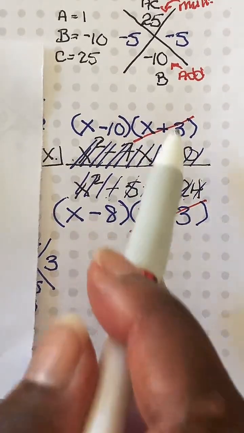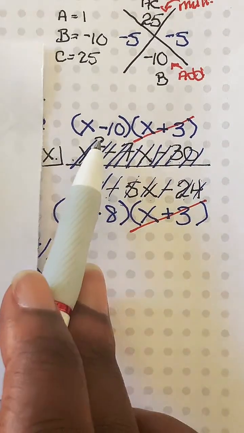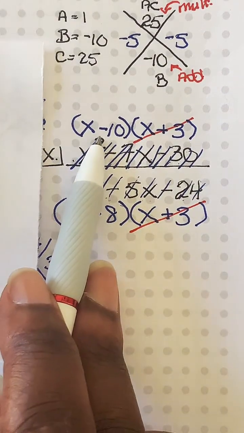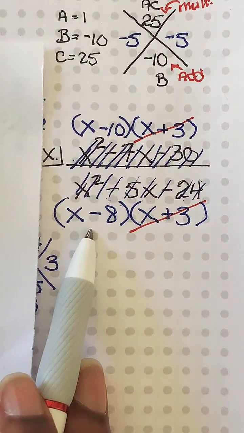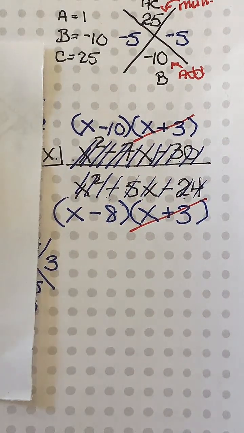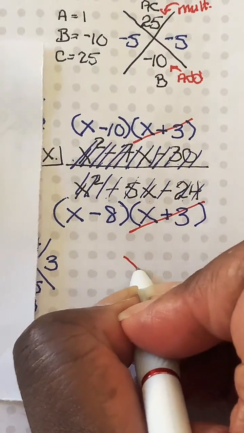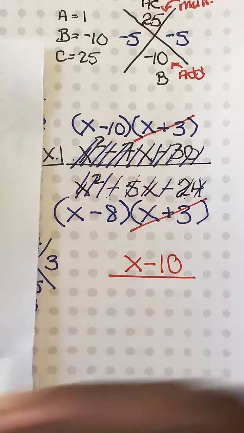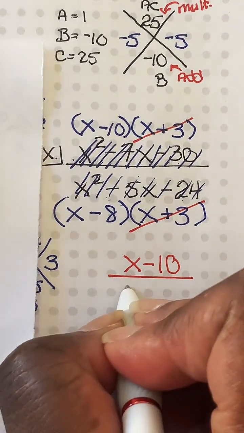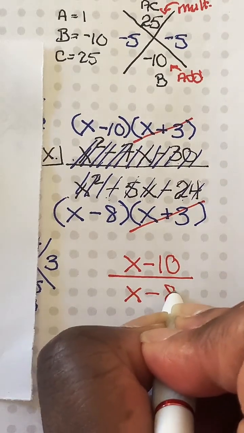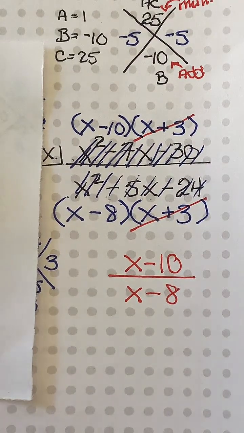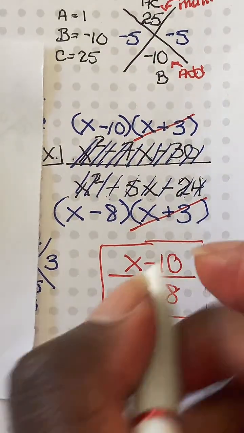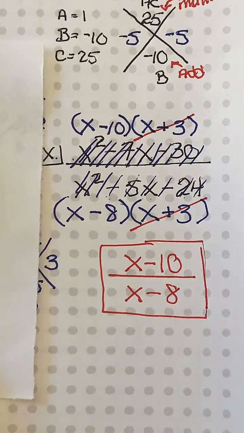Yes, they both equal 1, but we have something next to those values of 1, right? We have an x minus 10 and an x minus 8. So my official answer is going to be my numerator, x minus 10, because x minus 10 times 1 is itself. And we have our denominator, which is x minus 8, and x minus 8 times 1 is itself. And that will be your final answer.